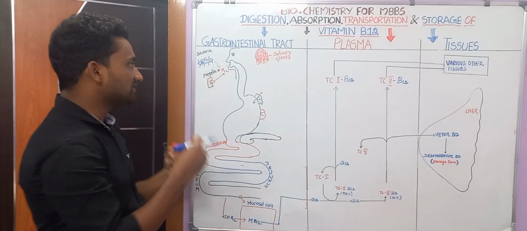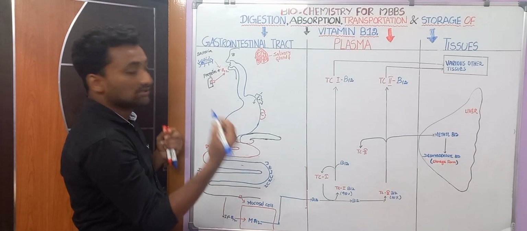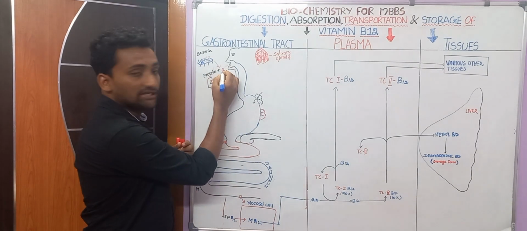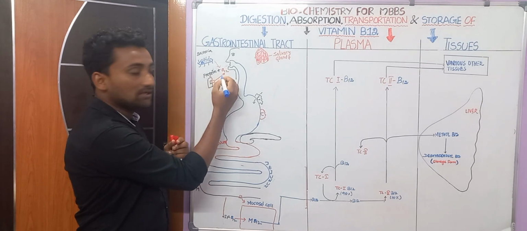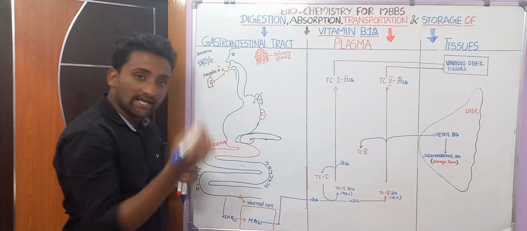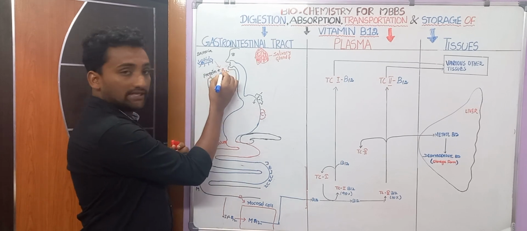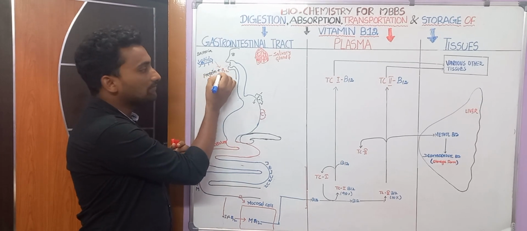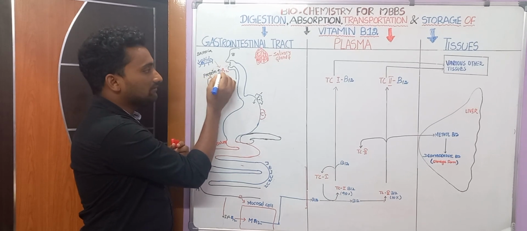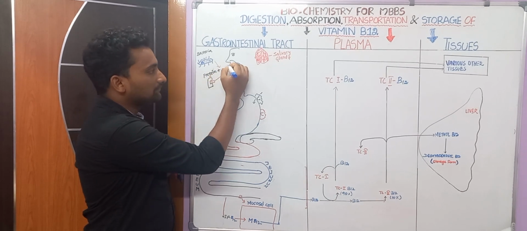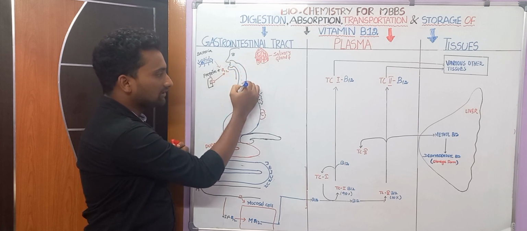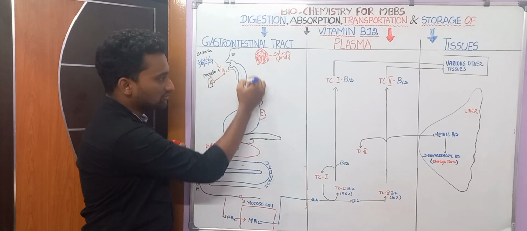So if you eat non-veg foods, the non-veg foods contain protein including B12. Always B12 will be in bound form with protein. Whenever you take animal foods, B12 will be in the form of protein bound B12. So animal foods containing B12 enter the mouth and slowly go into the stomach via the esophagus.